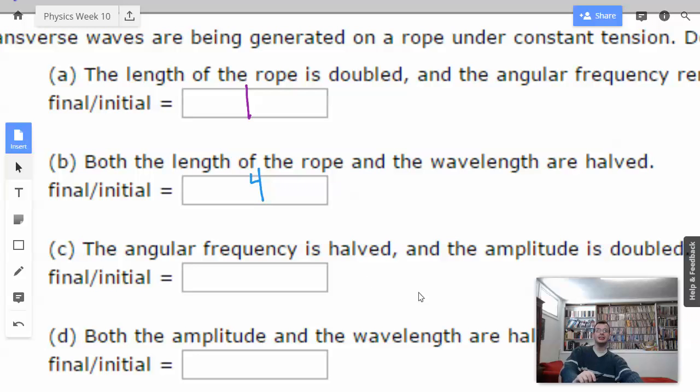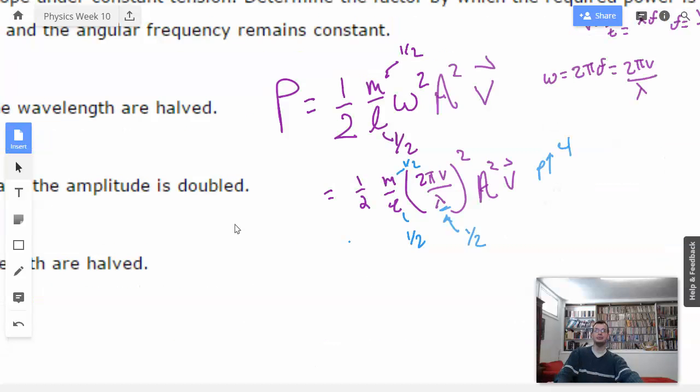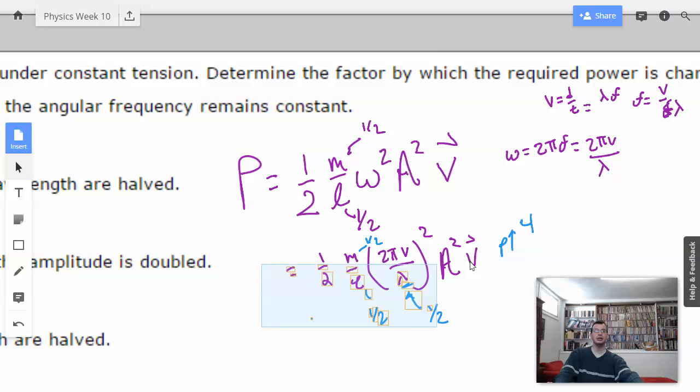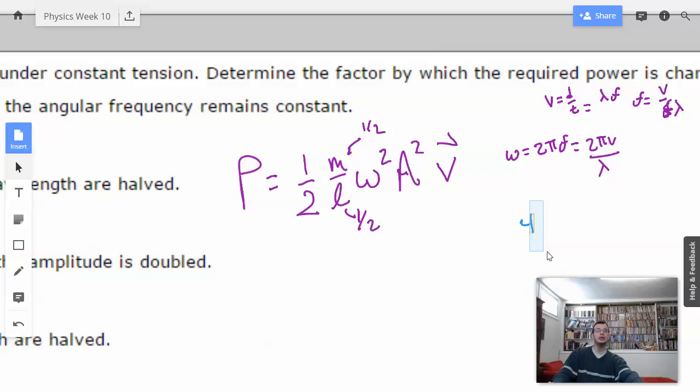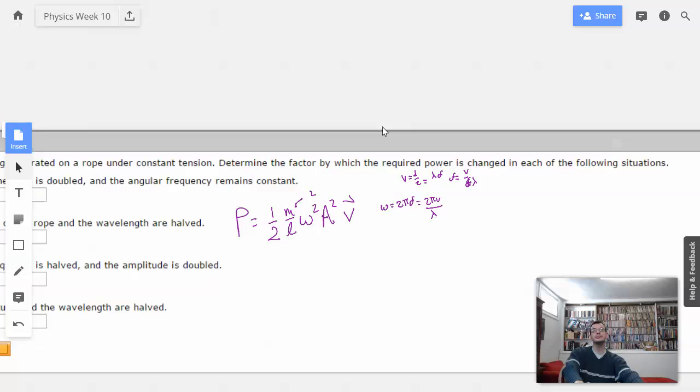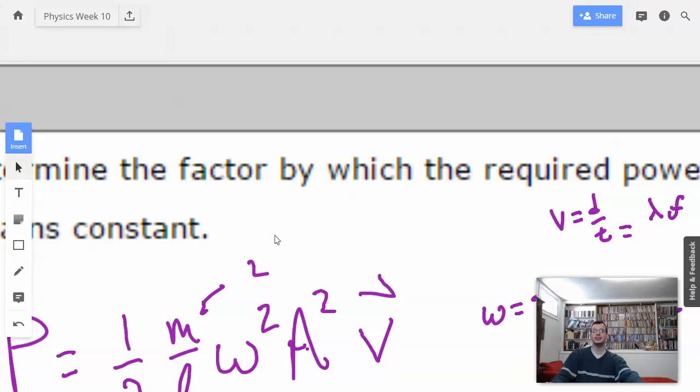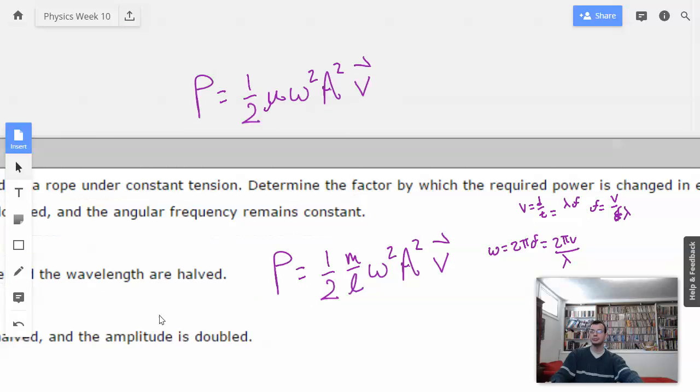Right? The angular frequency is halved, and, oh no, I'm going to erase this. Oh, there we go. You can go away. There we go. Oh, I didn't even know that function existed. I had no idea what happened. There we go. All right, back to the problem.